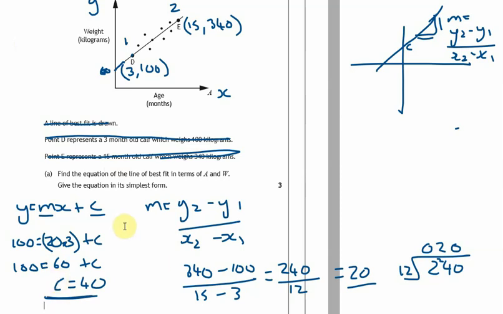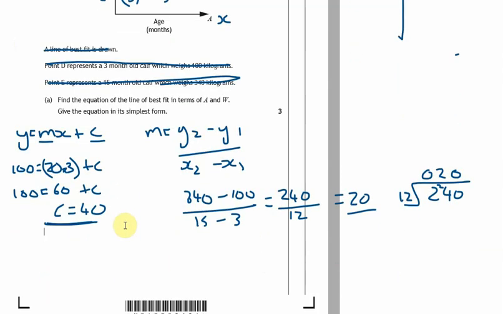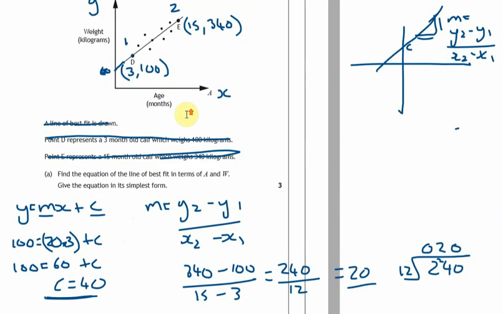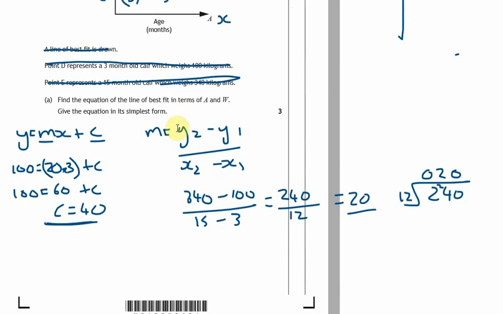And the very final step is to then write that in terms of the equation, isn't it? So instead of y, we've got w. So I've got w is equal to 20a plus 40. Okay, that's your final answer. Okay, we're not finished, we're working out c.